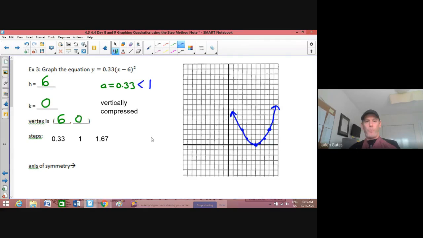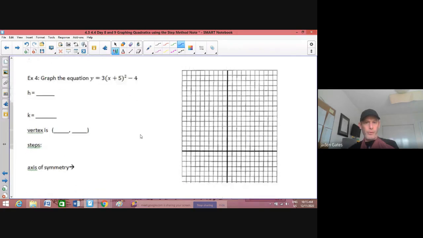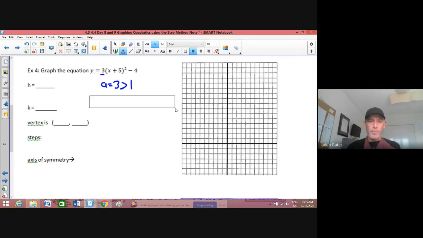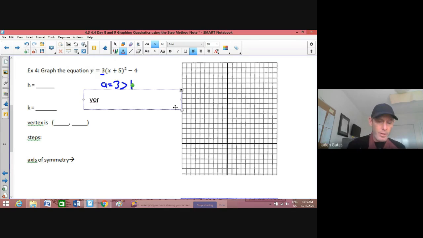We have y equals 3 times x plus 5 squared minus 4. All right, so again, I look. I've got my number here. There's my a value. It's 3. So listen, it's already greater than 1. So this thing is going to be, I already know it by looking at the equation, vertically stretched. I'm going to get to why that's happening.